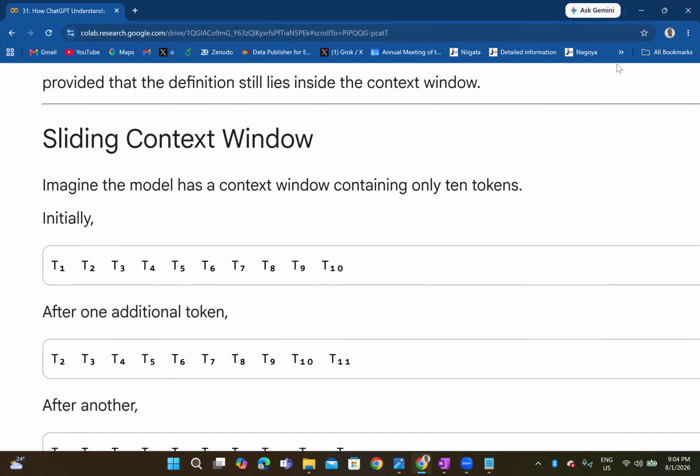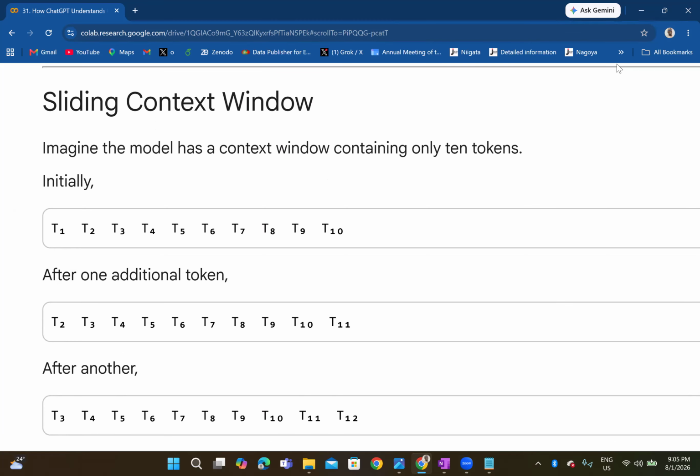And then talking about the sliding context window now, imagine the model has a context window containing only 10 tokens. Initially, you have T1, T2, T3, T4, T5, up to T10.